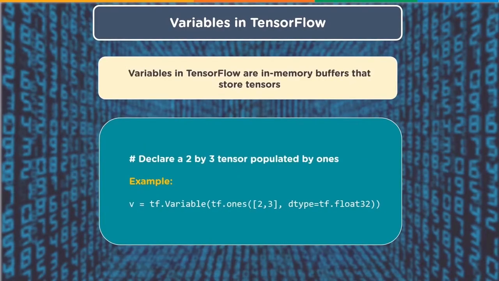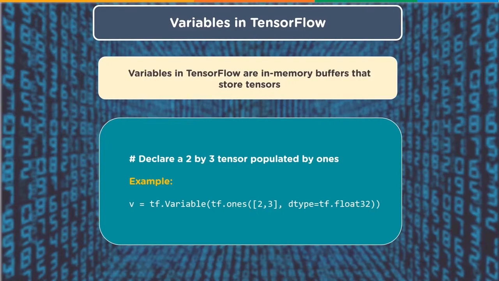And then we have our variables in TensorFlow. Variables in TensorFlow are in-memory buffers that store tensors. And so we can declare a 2x3 tensor populated by ones. You could also do constants this way, by the way. So you can create an array of ones for your constants. I'm not sure why you do that, but you might need that for some reason.